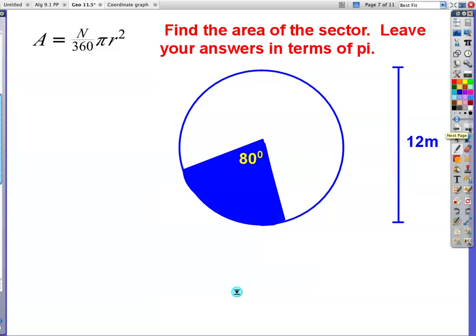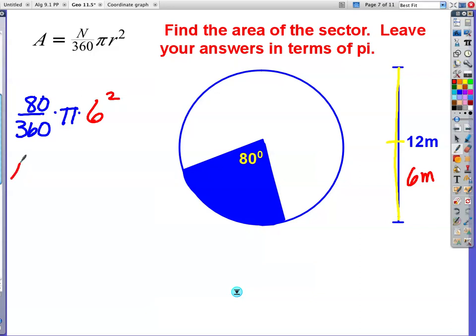We got our formula. Leave your answers in terms of pi, the same situation. So we're going to take n, which is like our central angle, or the amount of degrees of our sector, which is 80, over 360, times pi times radius. Ooh, what's our radius? It didn't give it to us. Oh, but look over here. They kind of did. They gave a sneaky little piece of information that from here to here is 12. That's from the top of the circle to the bottom of the circle. So half of that would be a radius of 6 meters. So I'm going to put 6 squared.